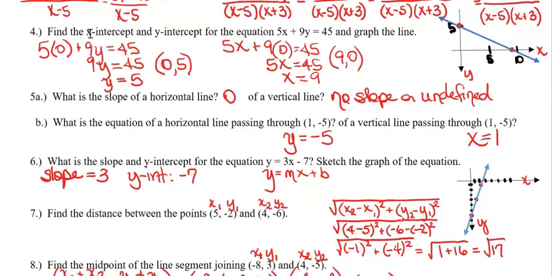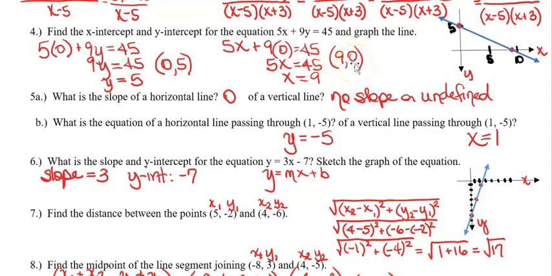So if I put 0 in for y, that's going to be 5x plus 9 times 0 is equal to 45. 9 times 0 would drop out, so that would just leave me 5x equals 45. Divide both sides by 5 and we'll get x equals 9. So my x-intercept when y is equal to 0 would be (9, 0).